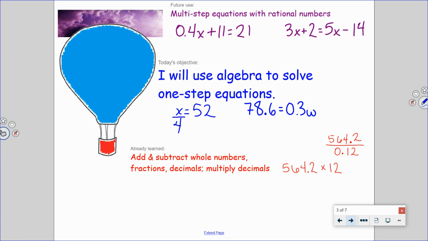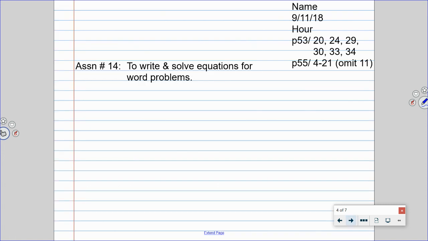All right, ladies and gents. So today, the goal is to use algebra to solve one-step equations. We've already been doing this. Just recognize that sooner or later, we'll be going into two-step and multi-step equations, so using the algebra steps is going to be crucial. Go ahead, pause your video, set up your paper, and come on back when you're ready.